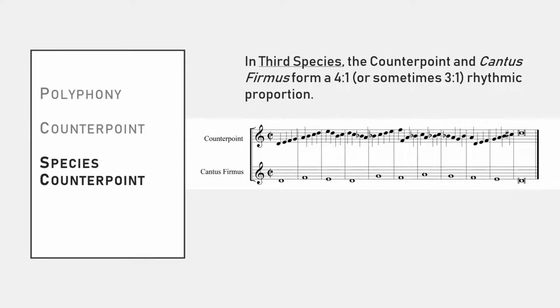In third species, the counterpoint and cantus firmus form a 4-to-1 or sometimes a 3-to-1 rhythmic proportion. I'll discuss why that is in a video dedicated to third species.